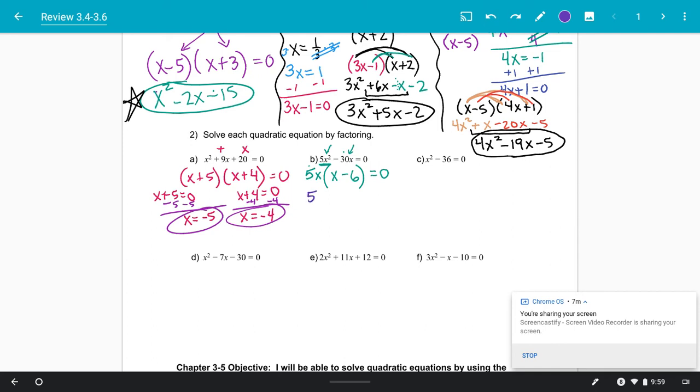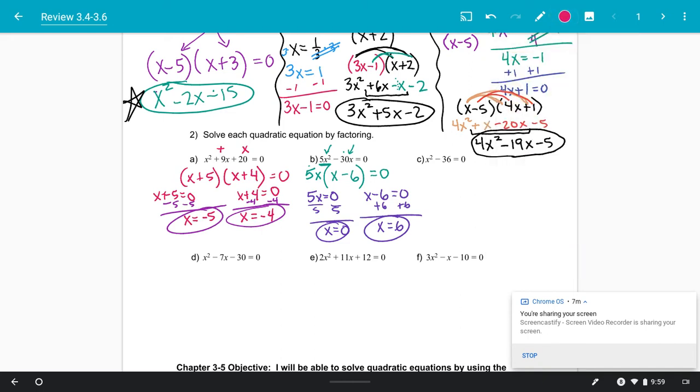So then you can set this equal to 0 and this equal to 0. Divide by 5, divide by 5. X equals 0. Add 6, x equals 6. Those are your 2 solutions. That's where that's going to cross.